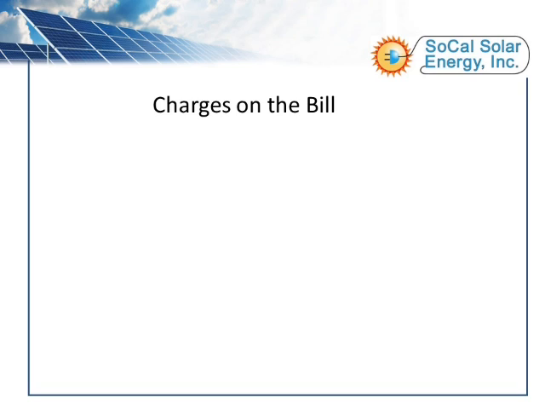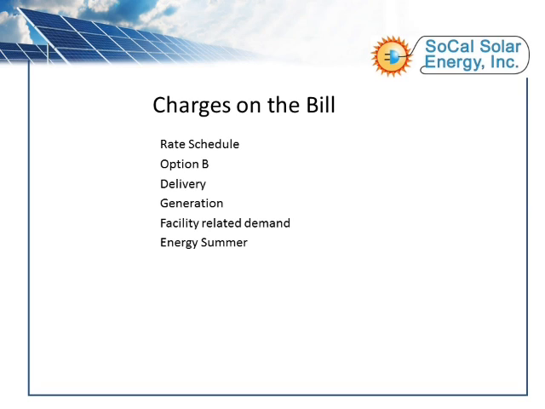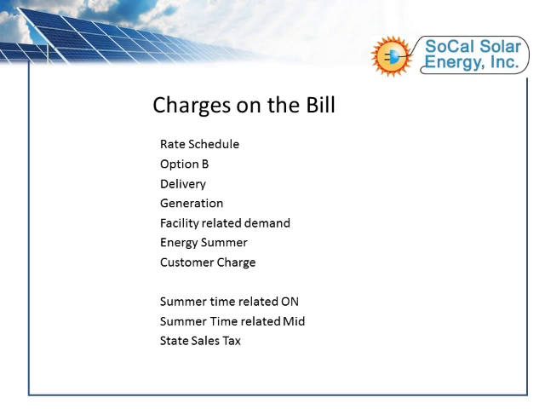We will be examining the different items on the bill that you will be charged: rate schedule, option B, delivery, generation, facility-related demand, energy summer, customer charge, summertime-related on, summertime-related mid, and state sales tax. The solar system will relate to each of these charges differently.